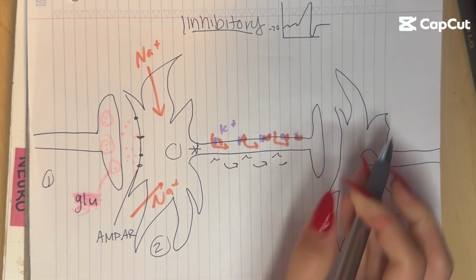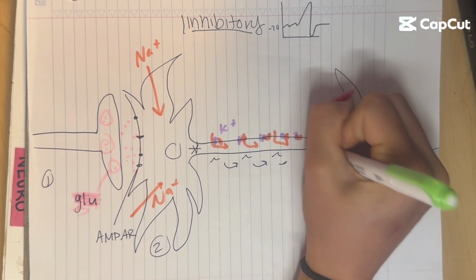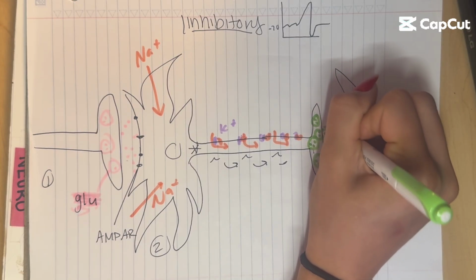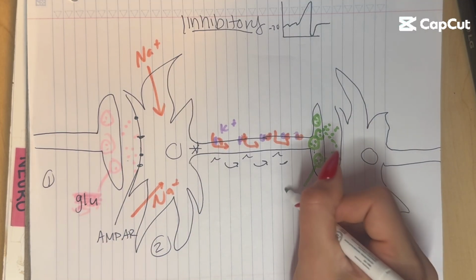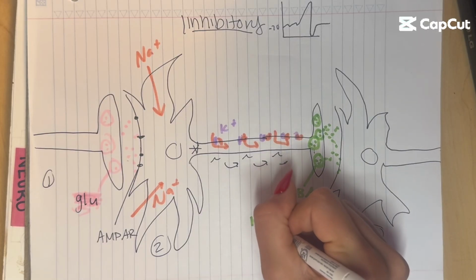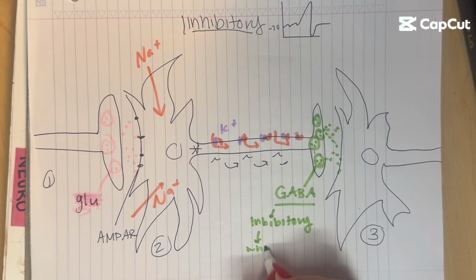Now, instead of glutamate at this presynaptic terminal, because it is inhibitory, we're going to see here, I'm going to draw in green, it's going to be GABA, which is the primary inhibitory neurotransmitter in the nervous system. Now, GABA, just like before, with the help of the calcium, is going to bind to that cell membrane and diffuse through exocytosis across that synaptic cleft.